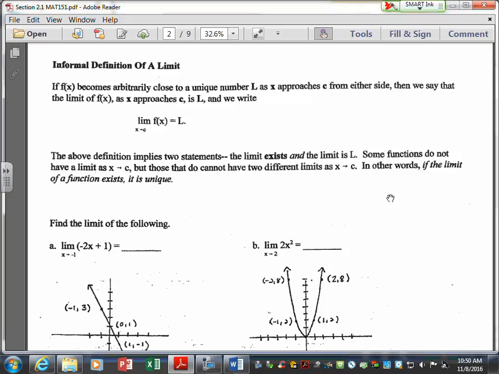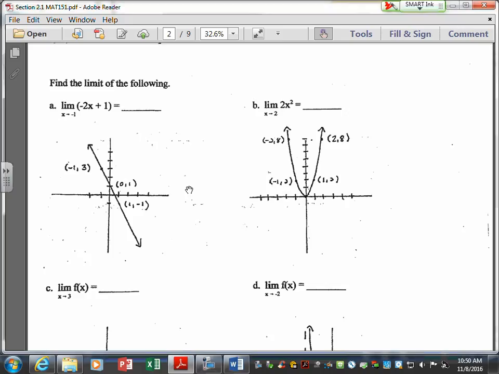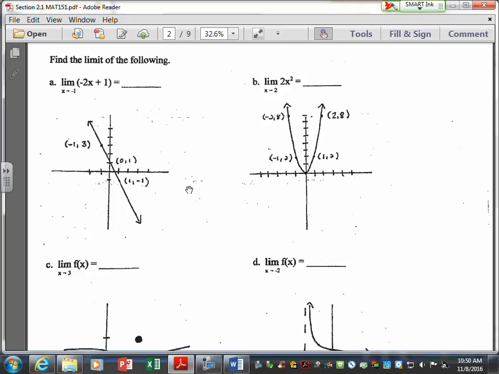Okay. Some functions do not have a limit, but those that do cannot have two different limits. Like you can't have the limit from the left be 3 and the limit from the right be 5. That limit does not exist. And we'll talk about some of those examples in just a minute. We have a whole page of particular ones that don't exist. So let's just look at these couple examples.